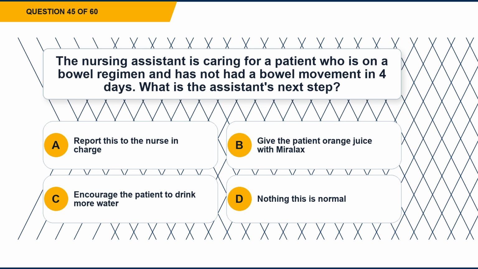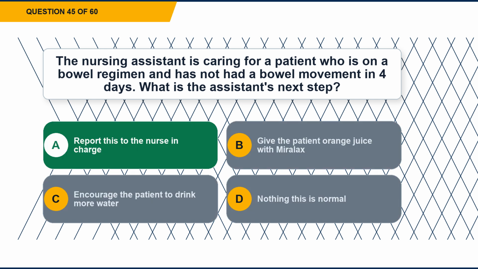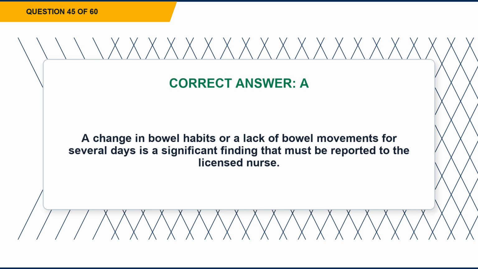Question 45. The nursing assistant is caring for a patient who is on a bowel regimen and has not had a bowel movement in 4 days. What is the assistant's next step? Option A. Report this to the nurse in charge. Option B. Give the patient orange juice with Miralax. Option C. Encourage the patient to drink more water. Option D. Nothing, this is normal. The correct answer is option A. Report this to the nurse in charge. Explanation. A change in bowel habits or a lack of bowel movements for several days is a significant finding that must be reported to the licensed nurse.